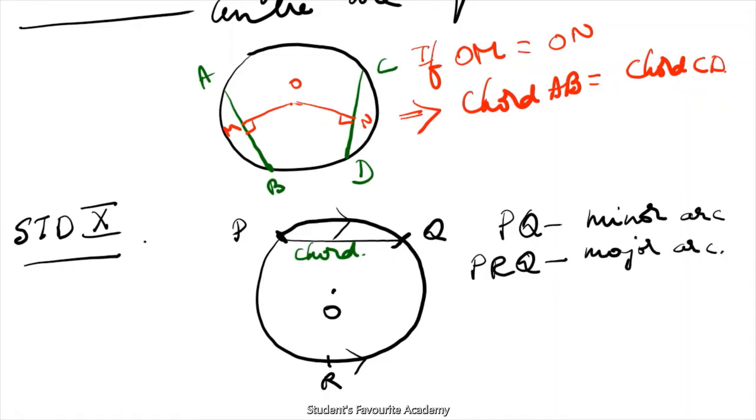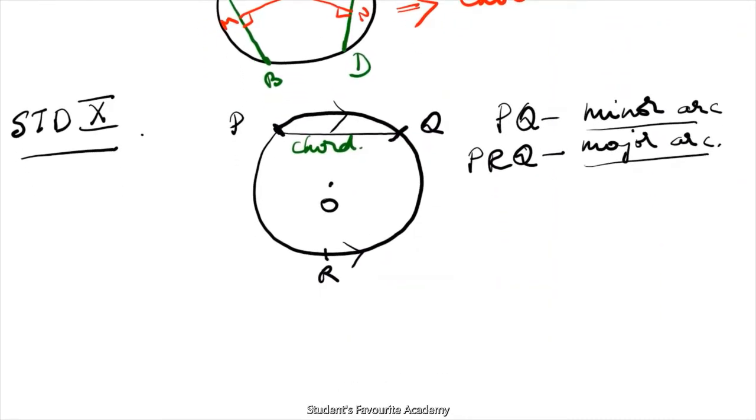Or you can say the arc which is less than the semicircle is called minor arc and the arc which is more than the semicircle is called major arc. Anyway, these definitions nobody will ask you, you must know the meaning. Now the chord also divides the circle into two segments, like the area, the space bounded between the major arc and the chord is called major segment.